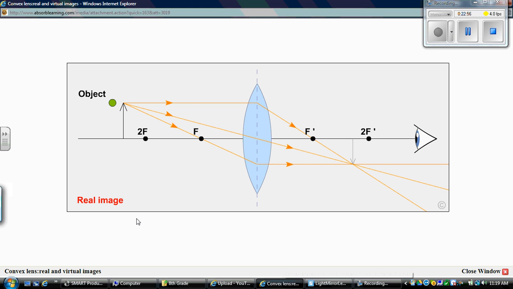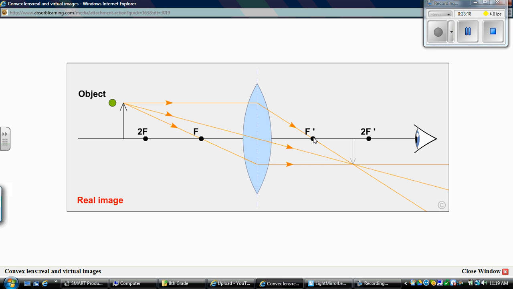If you have an object that is past 2F, past the center of curvature, remember you will see an inverted image and it will be smaller. So here's how this works with the lens. You draw an incoming ray parallel to the lens, then it's going to reflect through the focal point.